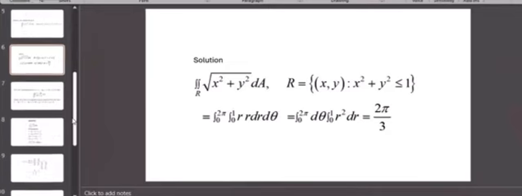Okay, so we have converted into polar coordinates. And when you compute this, it's just basic computations from calculus 1, and that volume is 2 pi over 3. Okay. Now, next problem.